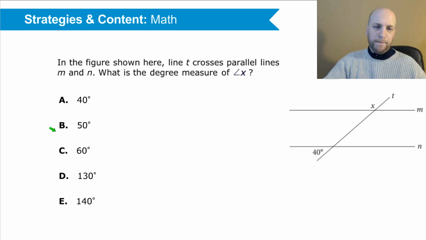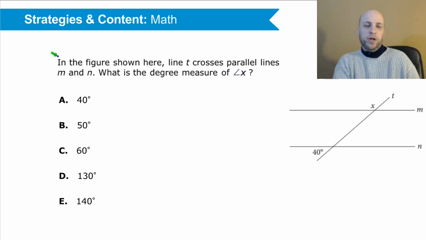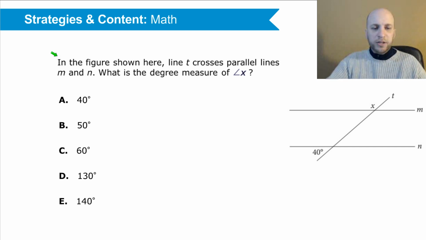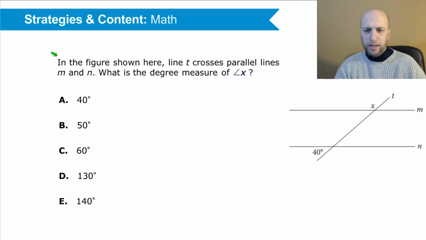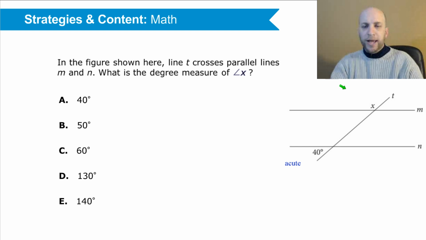Question number 3. In the figure below here, line T crosses parallel lines M and N. What is the degree measure of angle X? What do we got here? Oh, 40 is an acute one. These are parallel. Angle X is an obtuse. Let me write that nearby. This is my acute one, less than 90. This is my obtuse one, between 90 and 180.